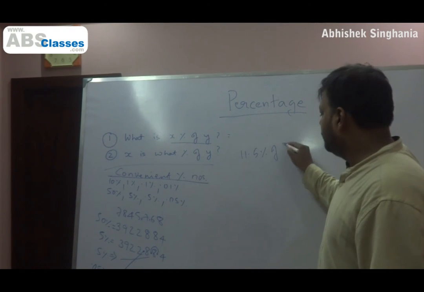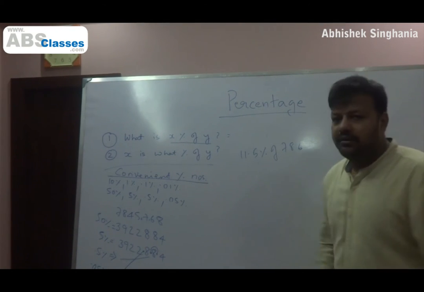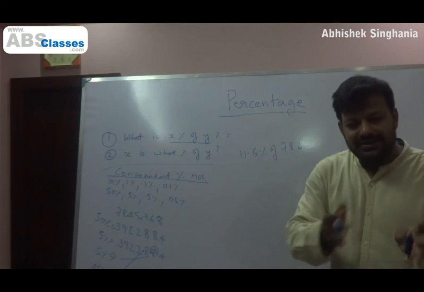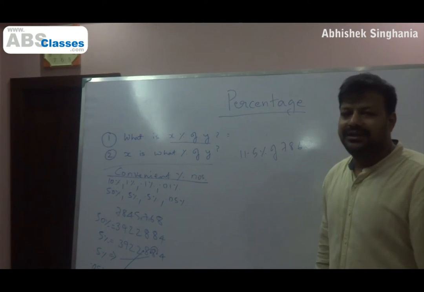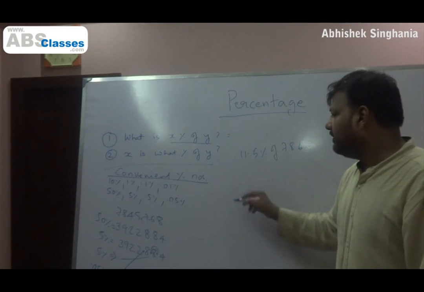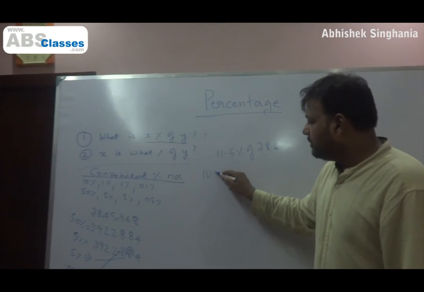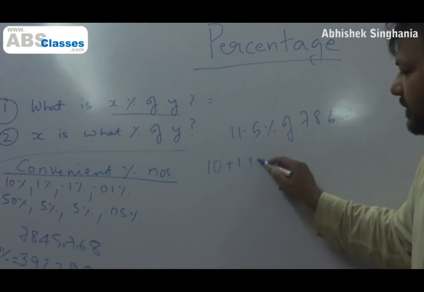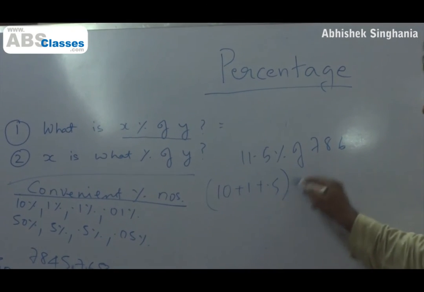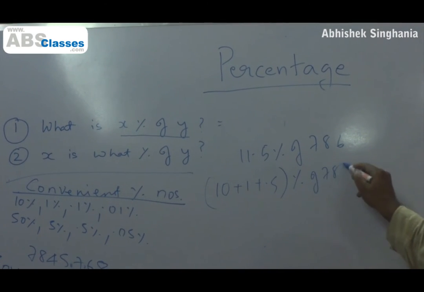11.5% of 786. The whole idea here is to convert the required percentage into a series of simple, convenient percentages. Till now we have dealt with only 8 such percentages, so we'll use them only. So 11.5 would mean 10 plus 1, 11, plus 0.5. All of them very familiar numbers to us, we have just dealt with them. So we need to find this percentage of 786.